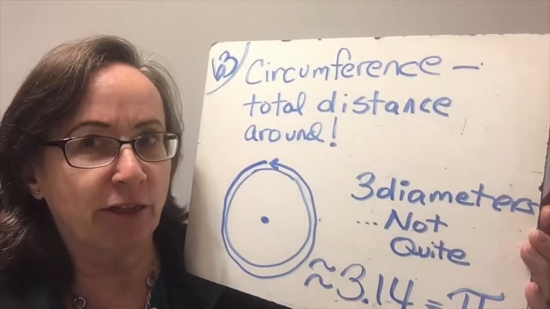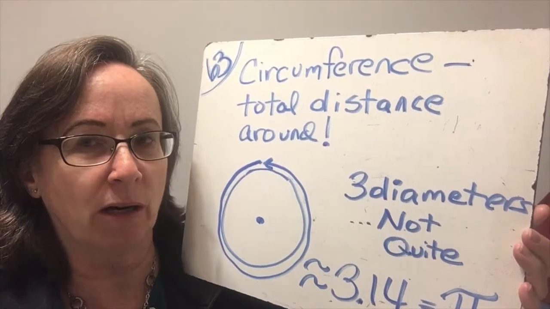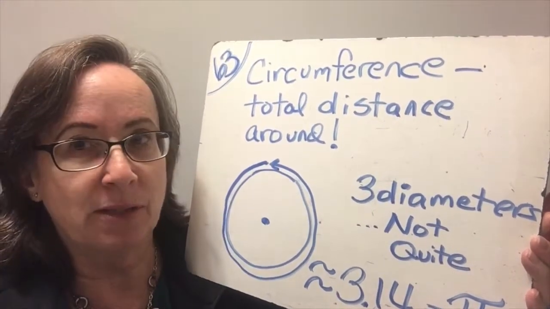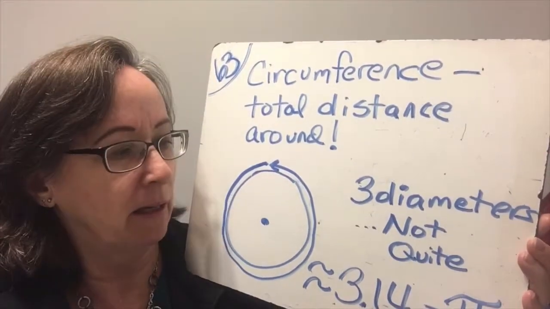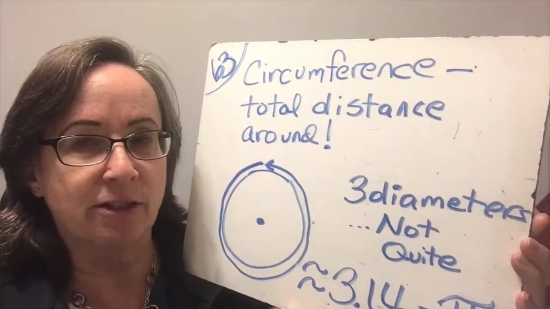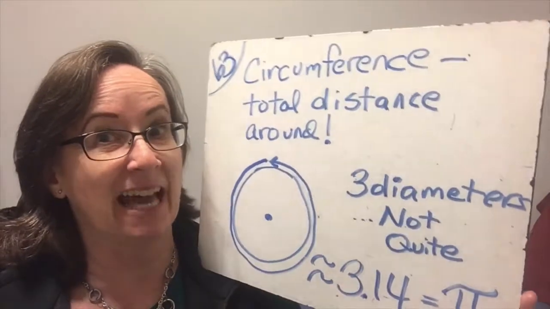Actually, 3.14 times the diameter of the circle is going to be about that length. So basically you could test this out.